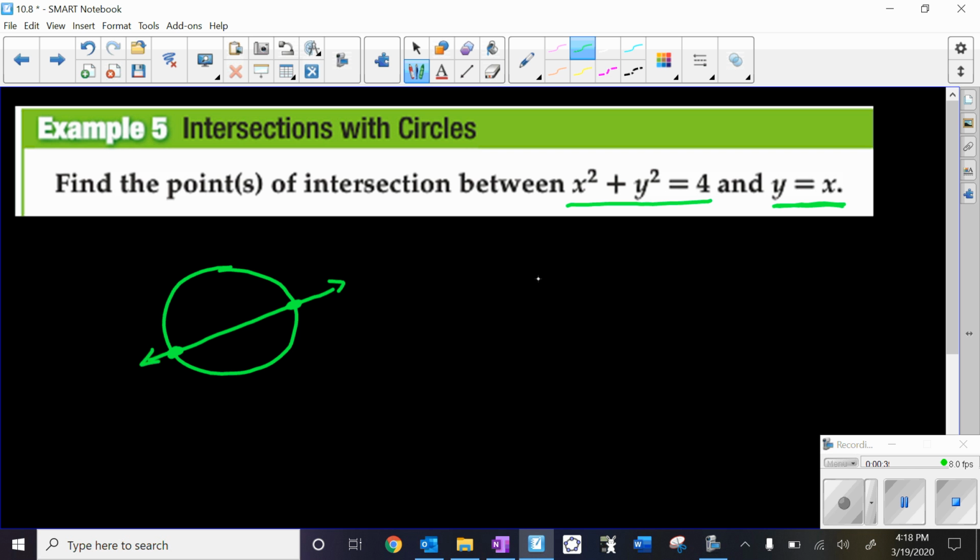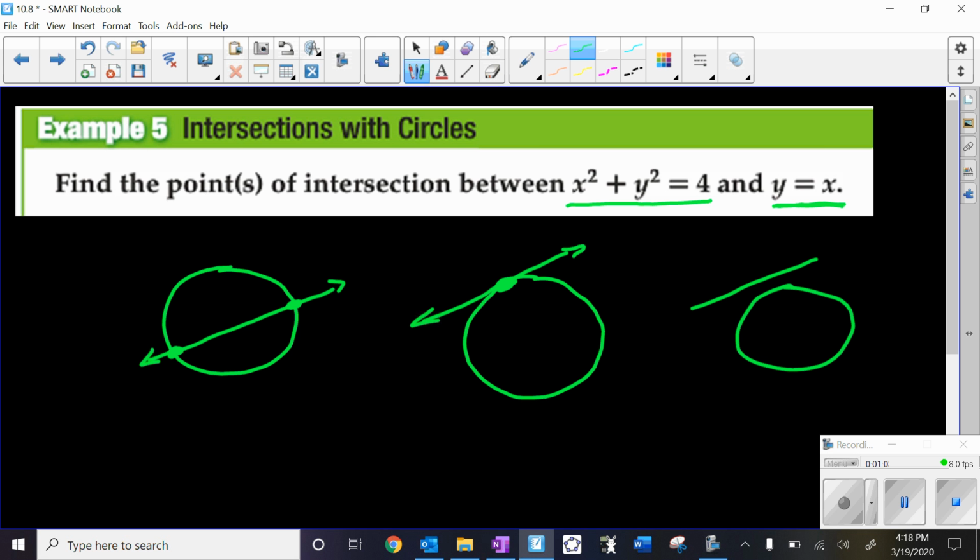My next option would be something that looks like this. Here's my circle, so maybe a little bit harder to draw. There's my line. Looks like I have one point of intersection. And that one's a little bit harder to draw, but there is a scenario where you could only have one point of intersection. And then finally, the last one would be, here's my circle and my line.